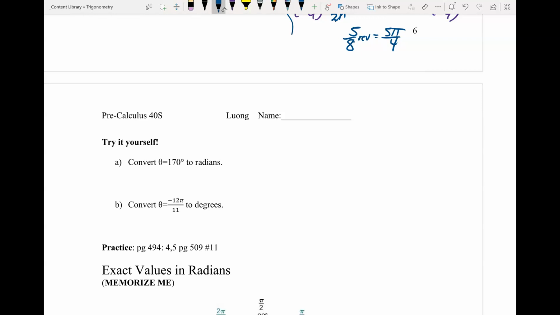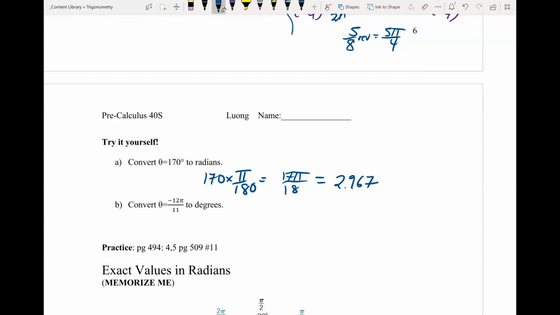So to convert 170 degrees to radians, we're just going to multiply by pi over 180, which is 17 pi over 18. And if you want to figure this out in terms of a decimal, then you can plug it into your calculator. It would be 2.967.